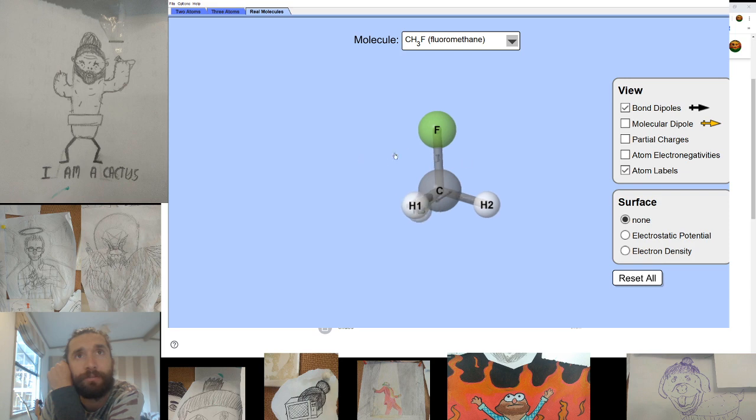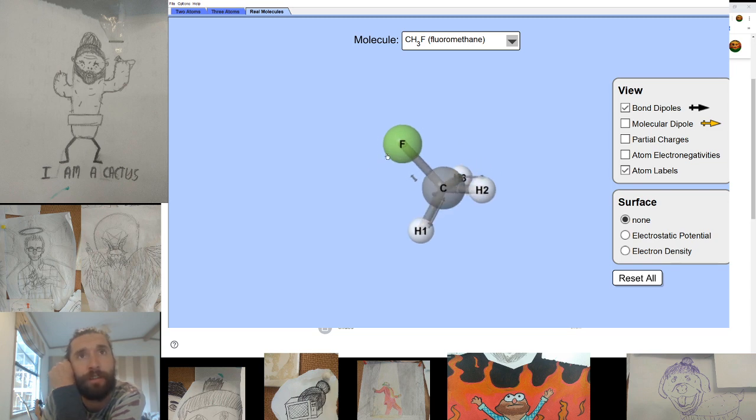Carbon to hydrogen, carbon to hydrogen. But then we can see the bond dipole from the carbon to the fluorine is actually in the opposite direction. It's going from the carbon to the fluorine, and it's a different size. It's a lot smaller, this one here.